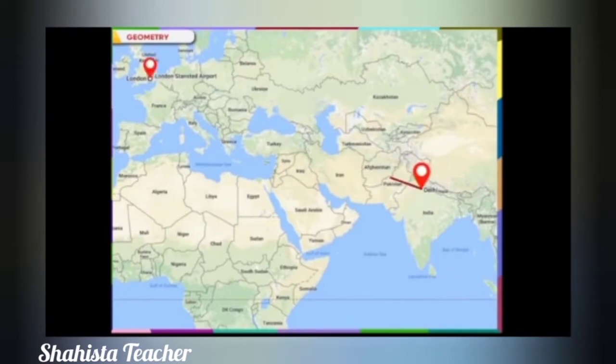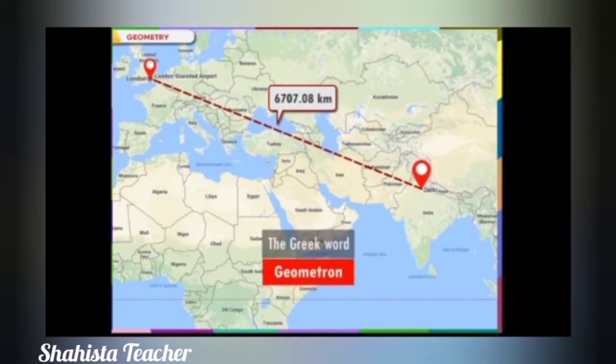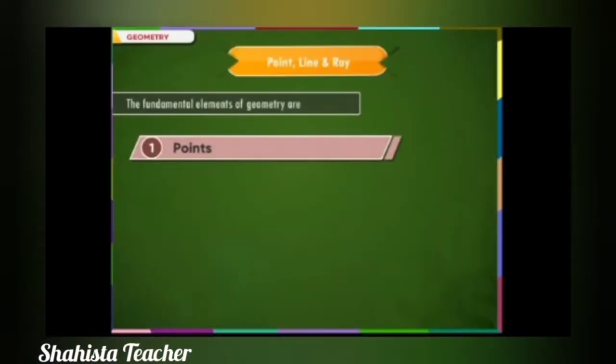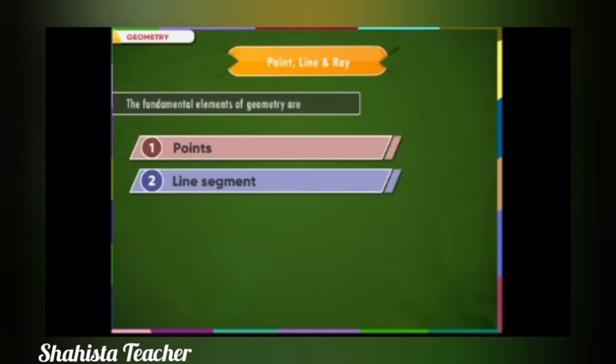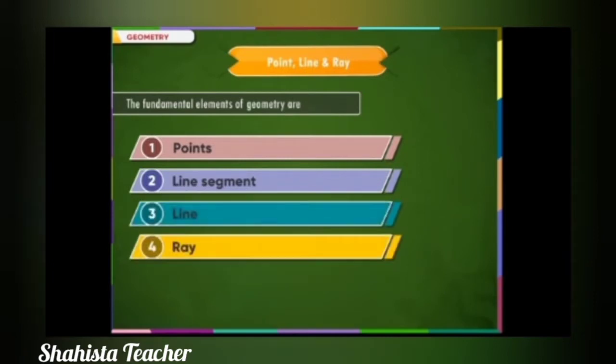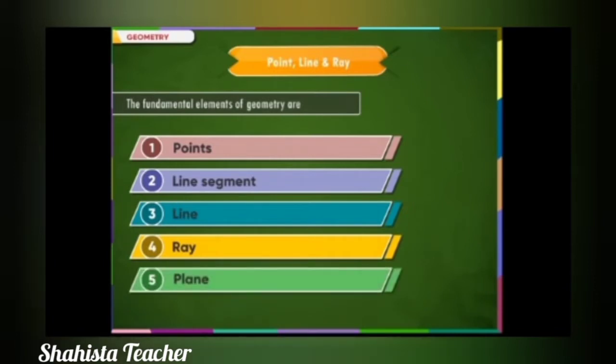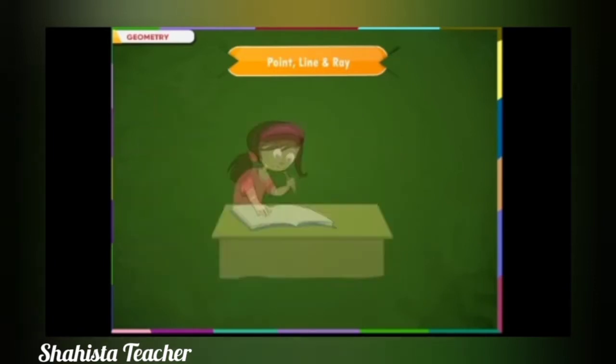The most practical branch of mathematics is geometry. The term geometry is derived from the Greek word geometron. It means earth measurement. Geometry means earth measurement. The fundamental elements of geometry are point, line segment, line, ray, and plane. So these all are fundamental elements of geometry.